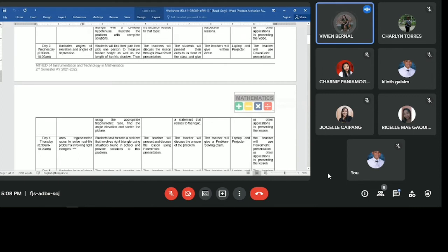For the discussion, the teacher will present and discuss the lesson using PowerPoint presentation. Then for the independent practice, the teacher will discuss the answer of the problem. For assessment, the teacher will give a problem solving exam. Then for the hardware, the teacher will use laptop and projector. For the software, the teacher will use PowerPoint presentation or other applications in presenting the lesson.